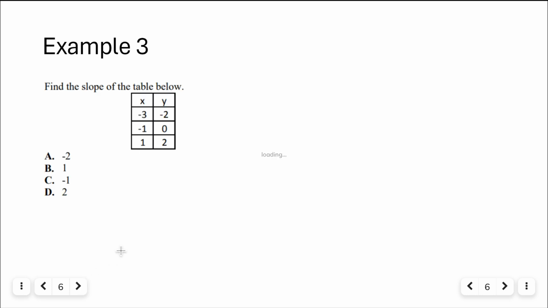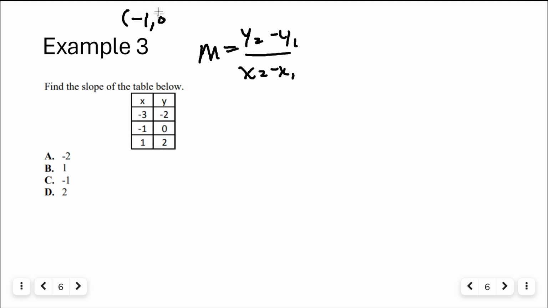All right? Okay, find the slope of the table below. Now, there's a couple ways that you can do this. I'll show you 2 different ways. One of the ways is to use your formula, y2 minus y1 over x2 minus x1. And you just have to pick 2 of the coordinate points to use. Doesn't matter which 2 you pick. There's 3 of them here. You can't mix and match though. So I'm going to pick (-1, 0) and I'm going to pick (1, 2). So here's my x1, here's my y1, here's my x2, here's my y2.